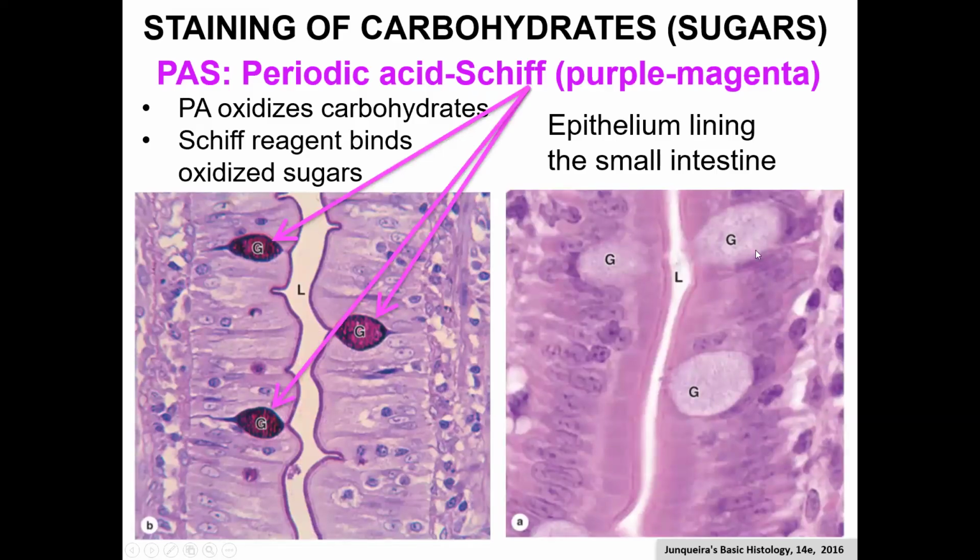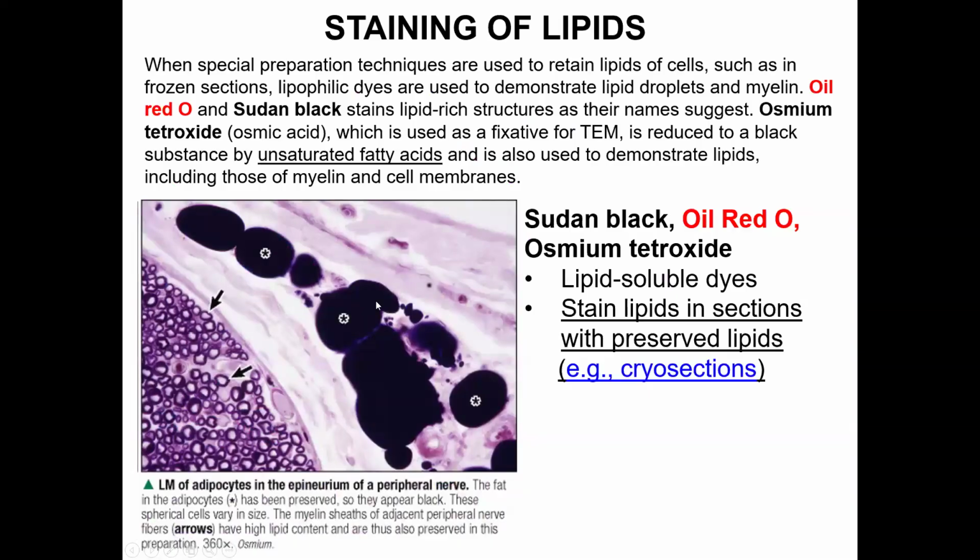Now coming back to those cells that do not stain with the H and E. They contain, however, carbohydrates, and the carbohydrates, the sugars, can be stained with the PAS stain, periodic acid Schiff, and it has this purple magenta stain. The periodic acid oxidizes the carbohydrates, and the Schiff reagent then binds the oxidized sugars. And see, this is now the staining of the goblet cells.